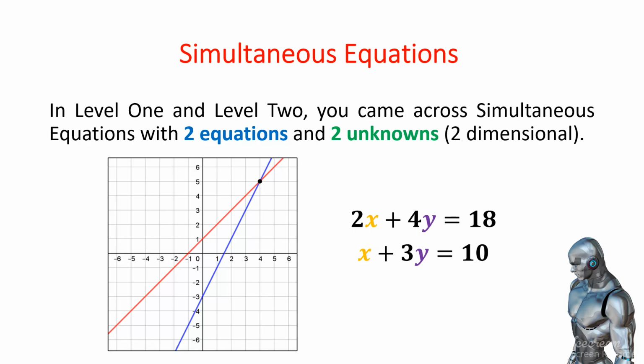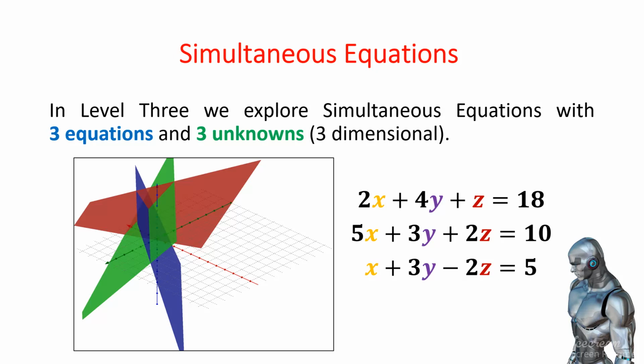Now, in Level 1 and Level 2, you came across simultaneous equations which had two equations and two unknowns. We called them two-dimensional simultaneous equations. However, in Level 3, we're going to explore simultaneous equations that have three equations and three unknowns. We're moving into three-dimensional simultaneous equations.